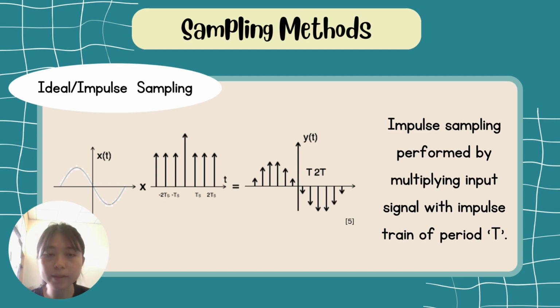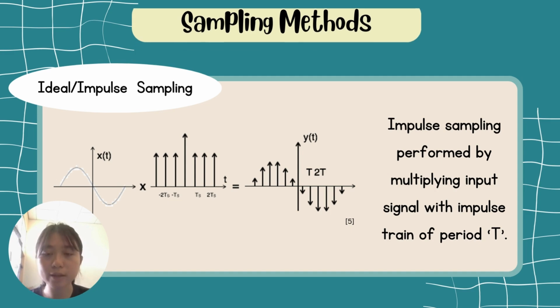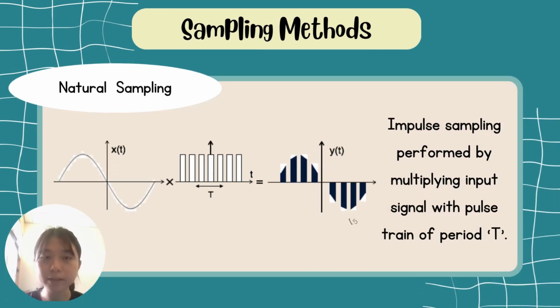For ideal sampling, the impulse sampling is performed by multiplying the input signal with an impulse train of period T, and the graph usually looks arrow shaped. For natural sampling, the sampling is performed by multiplying the input signal with a pulse train of period T, and the graph looks like bars following the curve of the input signal.